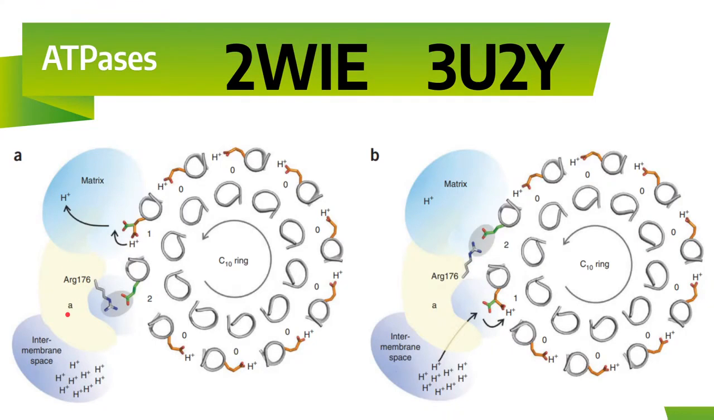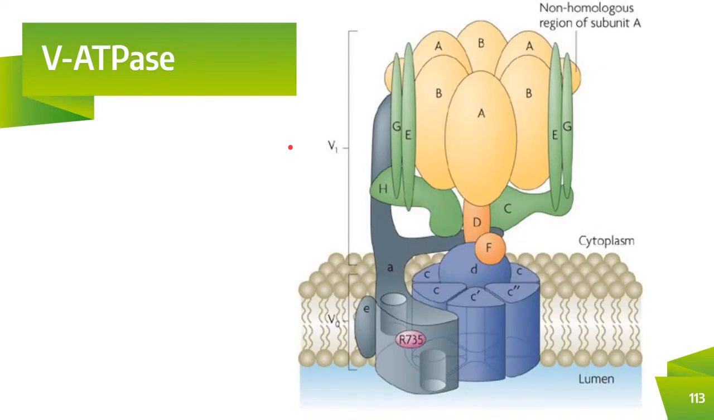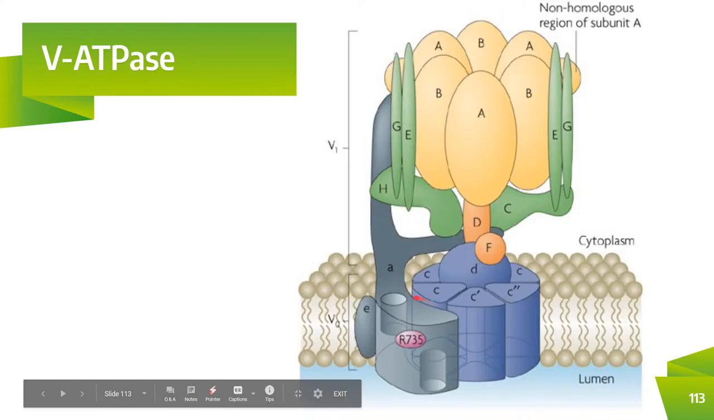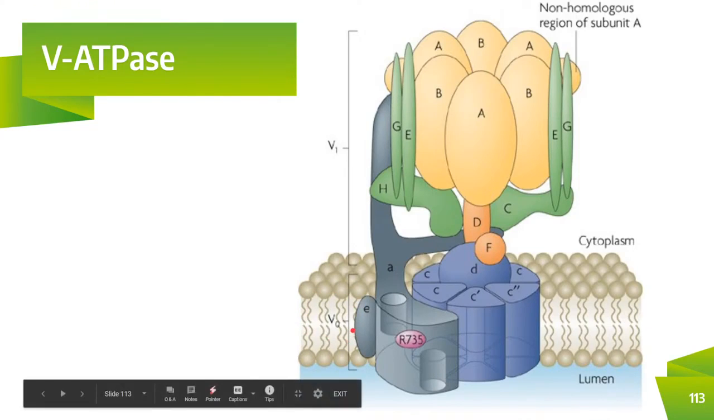Right? So maybe if we go back, or we don't go back. So we have part C and part A. And basically what we're looking at in particular is this area. Altogether, this is called the V0 part, but that's not so important.